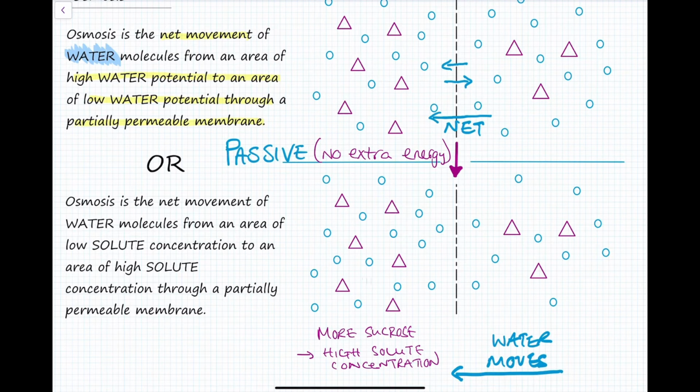Another way of saying osmosis is the net movement of water molecules from an area of low solute concentration to an area of high solute concentration through a partially permeable membrane. This time, what we're doing is using the concentration of the solution to describe how much water there is. A low solute concentration or a low concentration of the solution simply means that there's a high amount of water, so there's a high water potential.